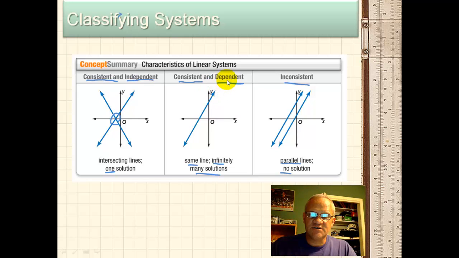But if it's consistent and dependent, the two lines are the same line like this. Now, can I move one of them and still have the same solution? If I move one by itself, suddenly they're not infinitely many solutions anymore, are there? So in order for them to keep the same solution, I have to move them together. They're dependent on each other. Okay, so that's how I think about it.